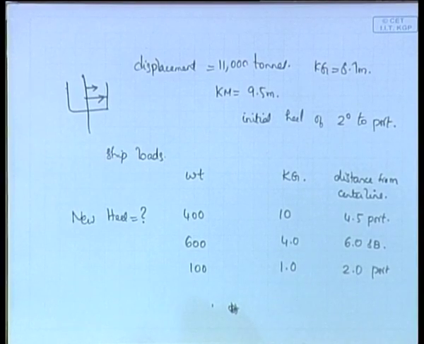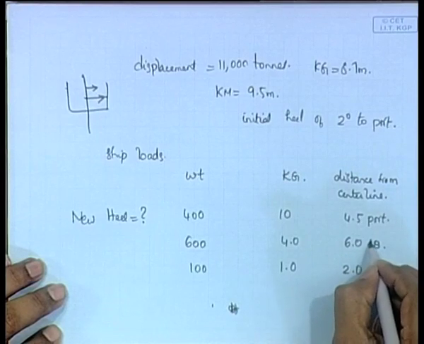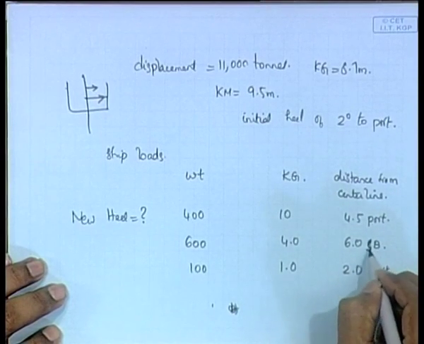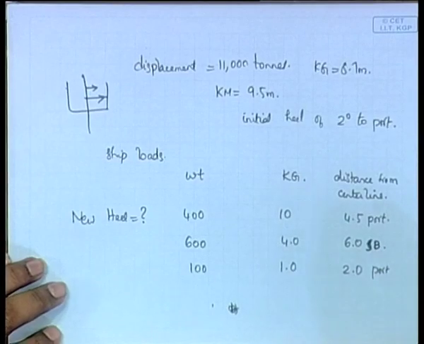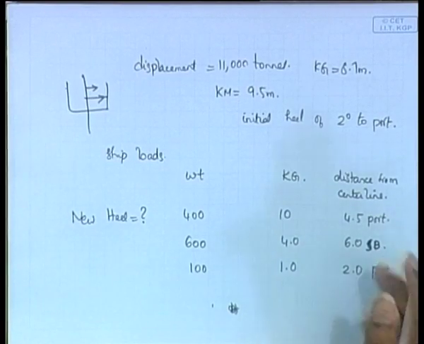Okay. So, what is that unit? Which one? Distance from center line. Yes, this is port and this is starboard. That is another thing, we will do this.